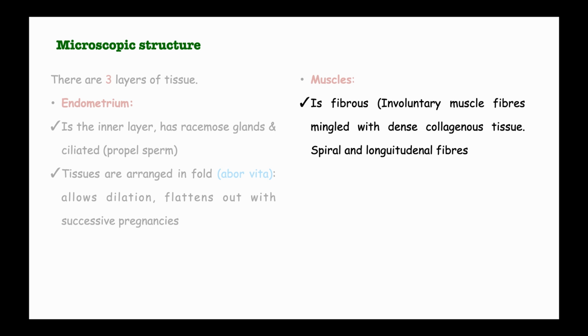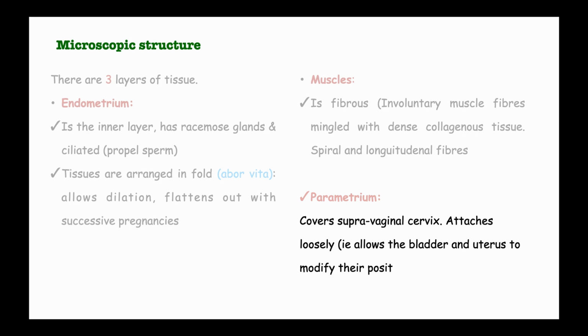And the last layer of tissue that we find is the parametrium, and this parametrium covers the supravaginal cervix in a very nice fashion. It attaches loosely such that it allows both the bladder and the uterus to modify their positions as required.